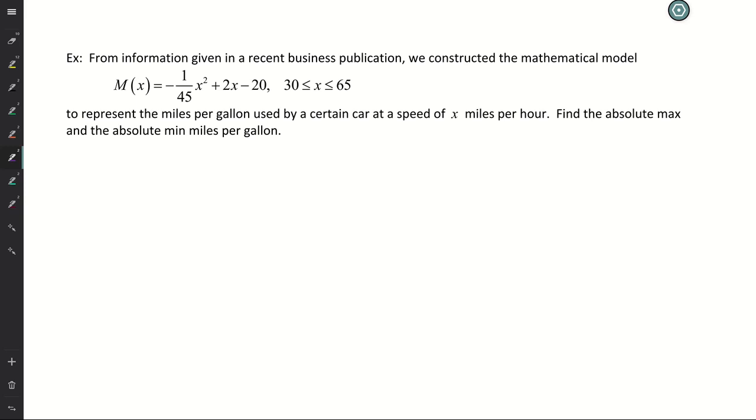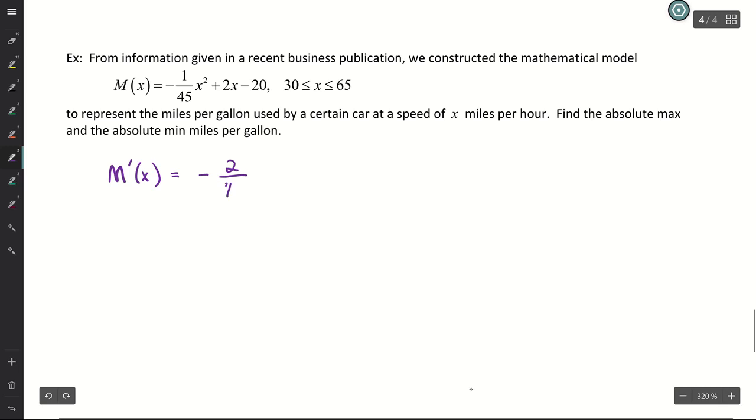So on here, first thing, find the derivative of that function. So we're going to say m prime of x. On this one, we'd multiply the 2 to the front. What I'm going to do is multiply the 2 by the 1 that's already in the numerator. So it'd be negative 2 over 45, and then x. And then the derivative of 2x is just going to be 2. So it's a fairly simple derivative.